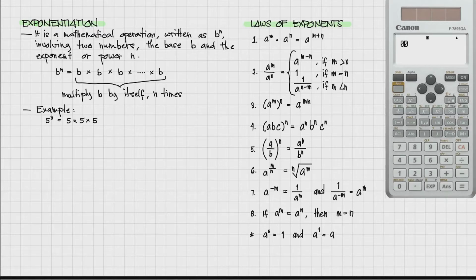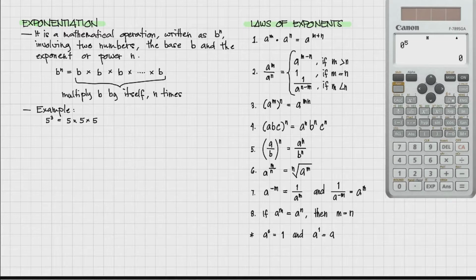So the first law that we have here is a raised to m multiplied by a raised to n. And this should be equal to a raised to m plus n, provided that a is not equal to 0, of course. Because if a is equal to 0, and we raise that to whatever number, let's say 5, this will also be equal to 0, right?